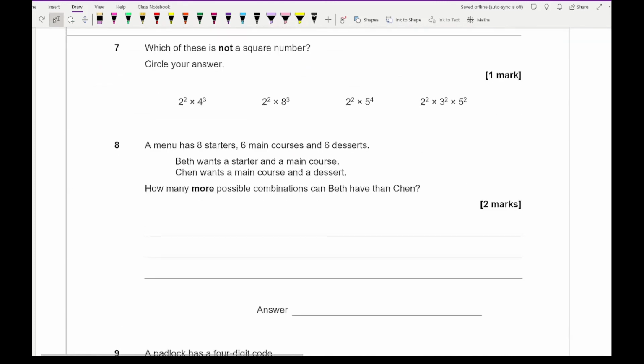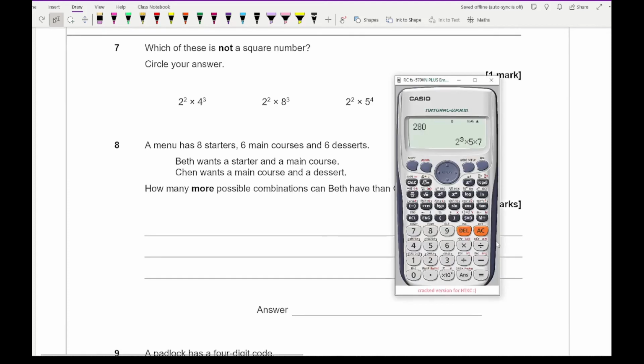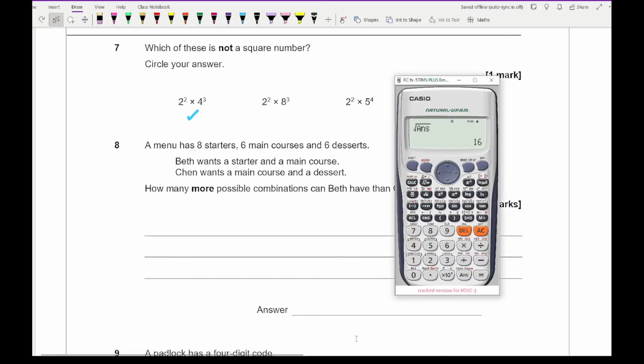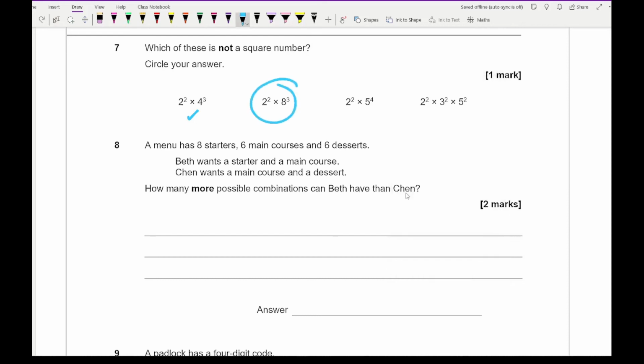Then moving on to question 7, it says which of these is not a square number. So all we need to do here is just work out the answers and then square root. So 2 squared times 4 to the power of 3, press equals, square root the answer, and you get 16, so that's fine. Then I do the next one, 2 squared times 8 to the power of 3, which equals that, square root the answer, and that gives me a not square number, so it's going to be this one here.